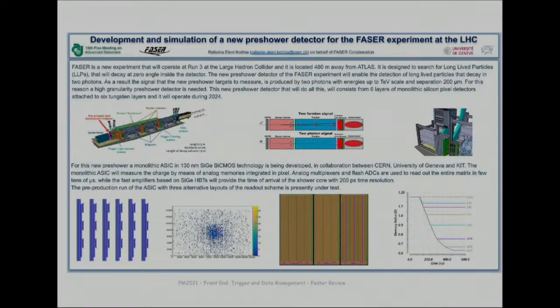The FASER experiment is a little bit a neighbor of ATLAS. It's a search for long-lived particles. It's 480 meters away from the ATLAS interaction point, and the signal is two photons in the TeV range, and they are separated only by 200 microns spatially at the point of the detector. So the readout is also happening with a dedicated ASIC, and at the moment they are still in the very early testing phase of the layout with simulations.